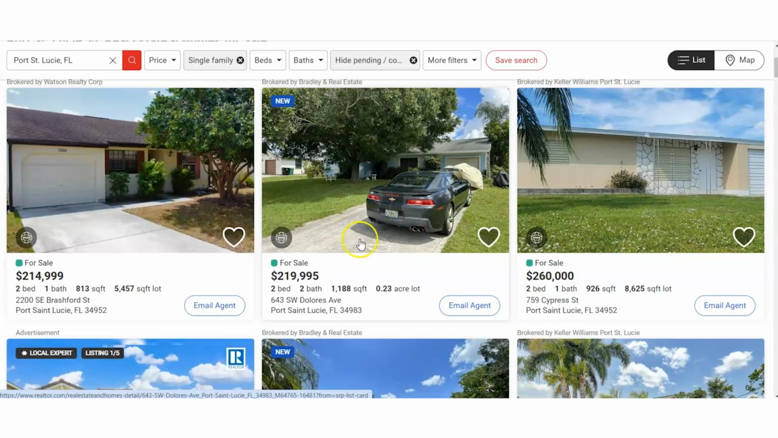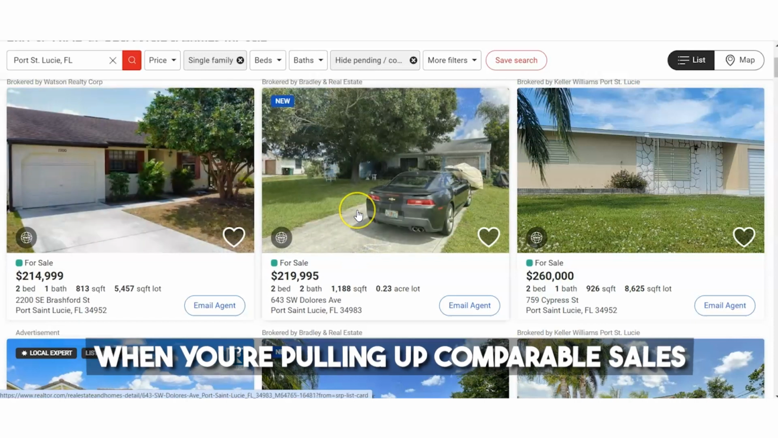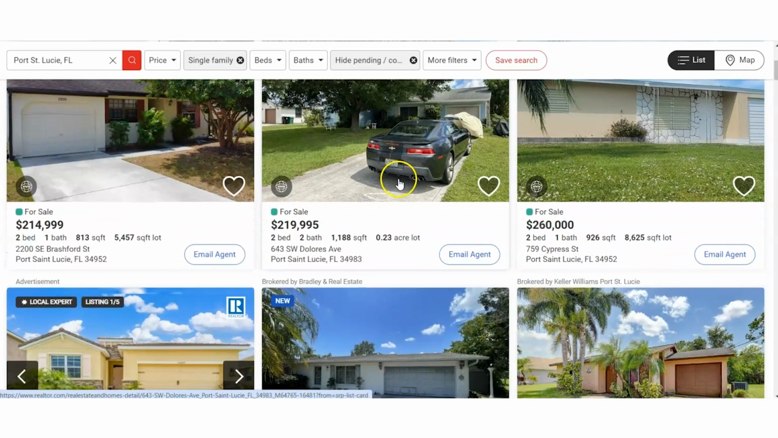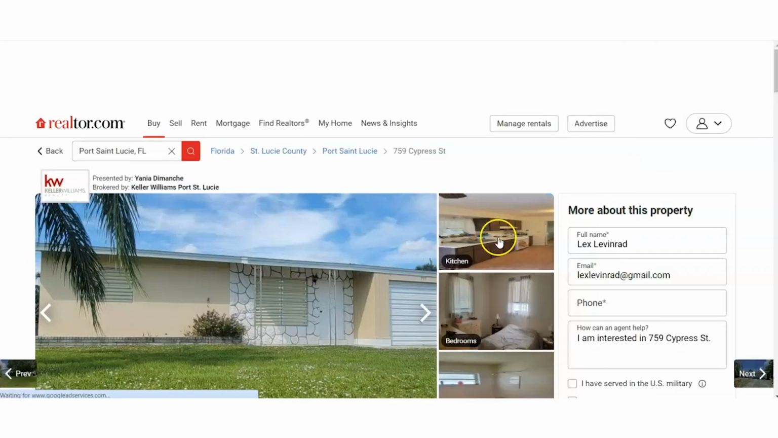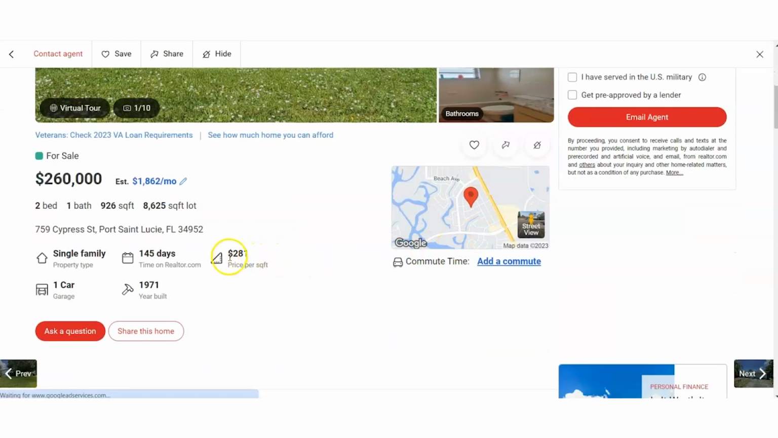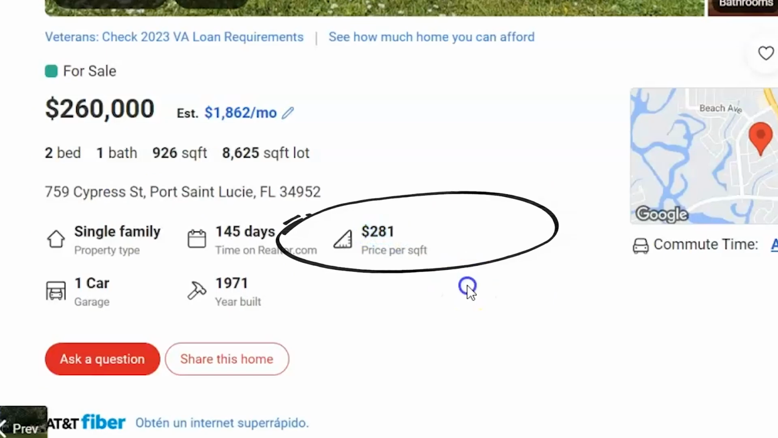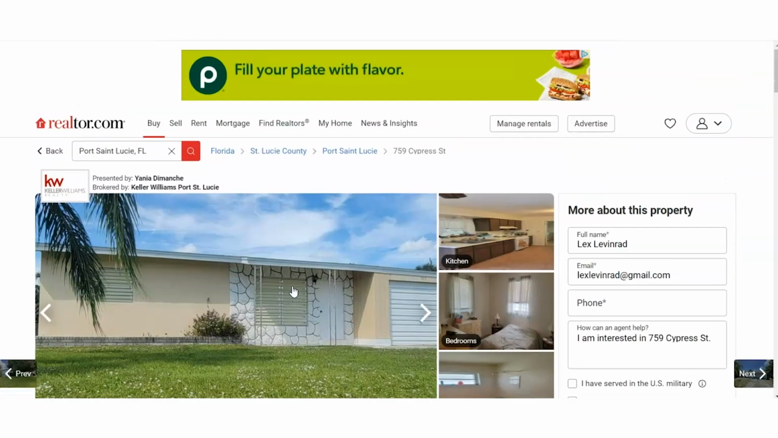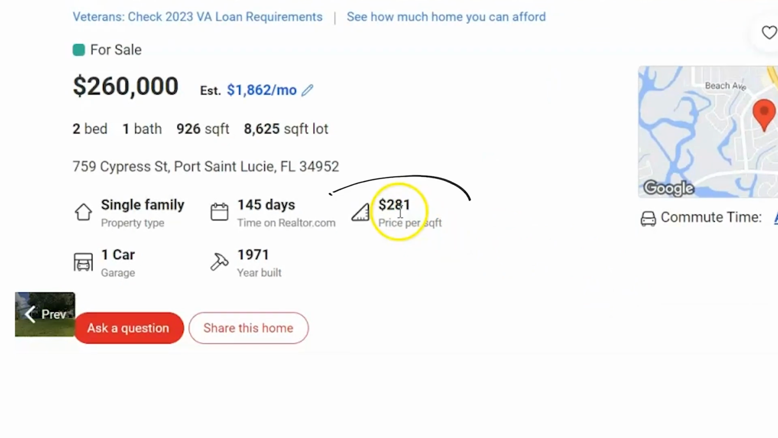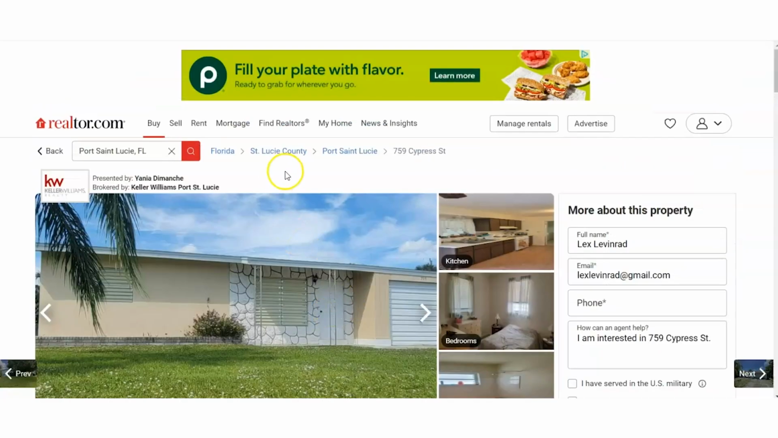So what you really need to understand in your market, when you're pulling up comparable sales, is what things sell for. So I could tell you that things in this market sell for anywhere from $270 to $320 a square foot, let's say. So this property priced at $281 per square foot is about in line. Keep in mind on a price per square foot that lower small square footage is going to work out to a higher price per square foot than larger houses. All right, so adjust accordingly for that.